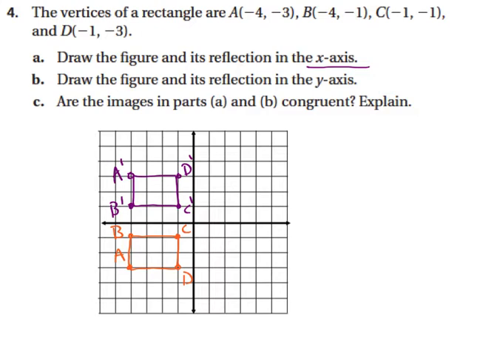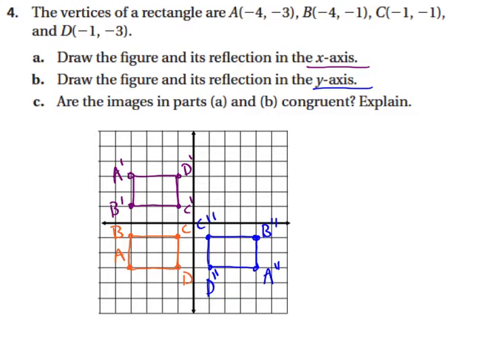Let's do our reflection in the y-axis. We'll do it in blue. So C is 1 away, C double prime is 1 away on the other side. D double prime is 1 away because D was just 1 on the other side. B is 4 away, so B double prime is going to be 4 away. And same with A double prime. Okay, so there they are drawn.